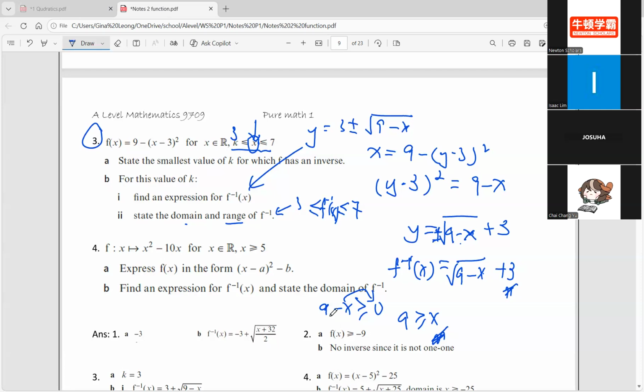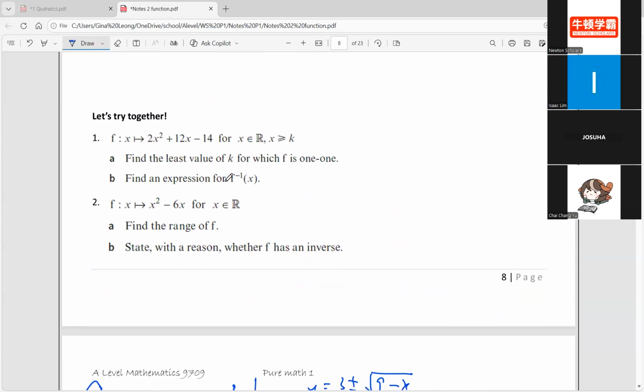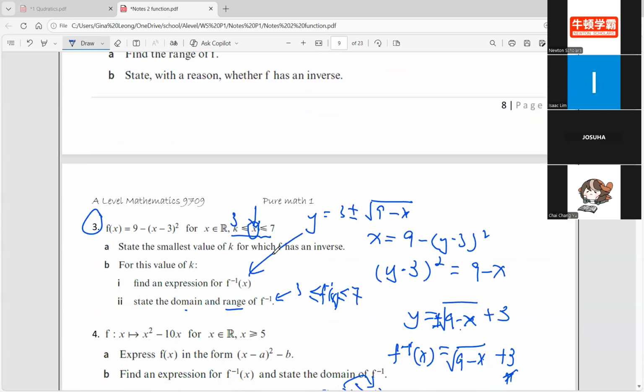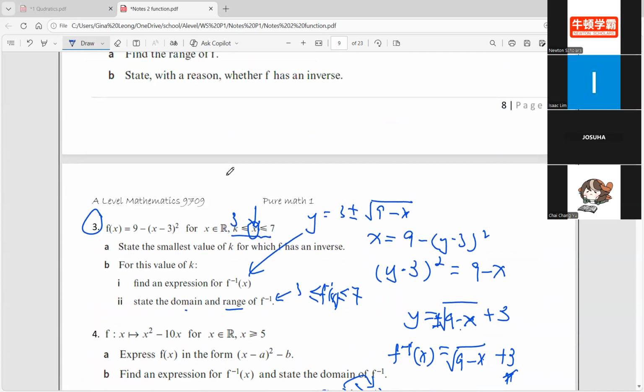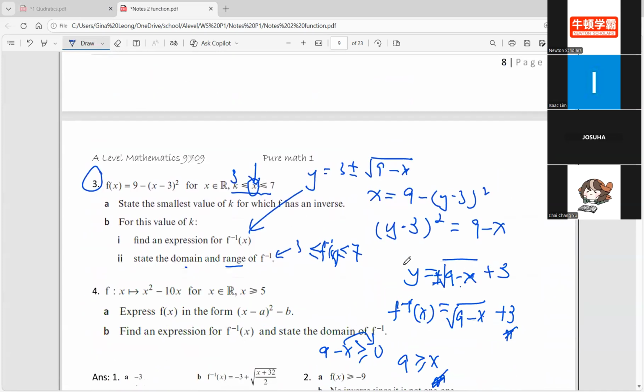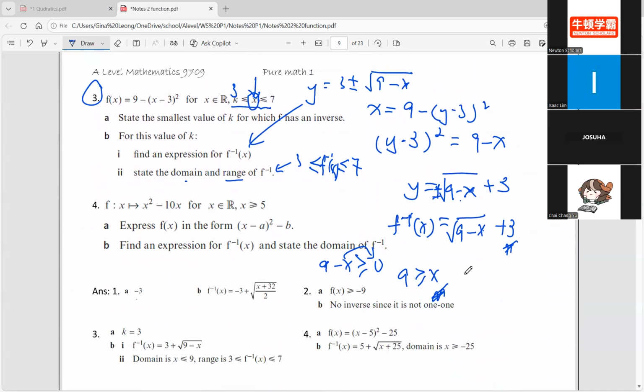So question 4, you can also try. And question 1 and 2 are almost the same, actually. I just selected the one that we can try during the class. Due to the time limit, we can only try one, but the rest you can try. And you should know why we use the positive, and why sometimes we use the negative.